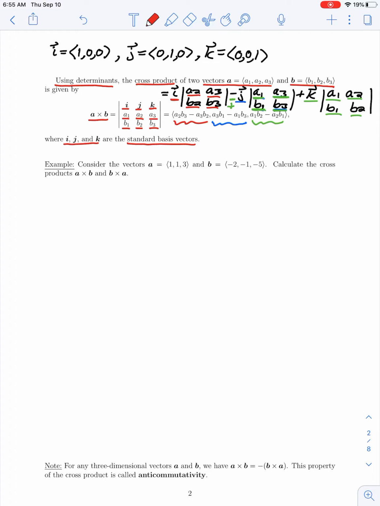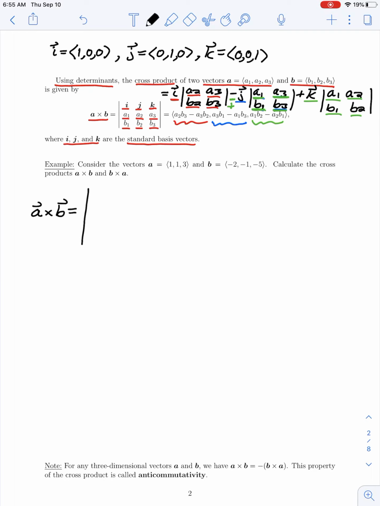So now that we have this, let's look at some examples of calculating a cross product of two vectors. In this problem, we're given the vectors A and B, and we're asked to calculate the cross products A cross B and B cross A. So let's take a look at this. We'll start with A cross B.